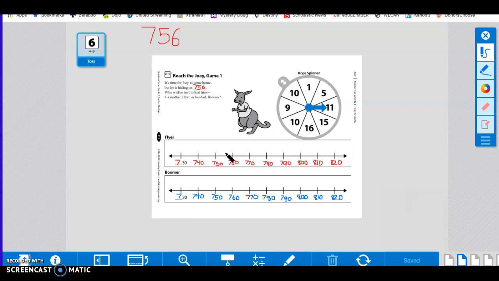So I'm going to put a star, the best that I can draw here. And that's going to represent where Joey is hiding, 756. And please go ahead and do that on your number lines as well. 756, we'll put Joey right here on Boomer's number line as well.